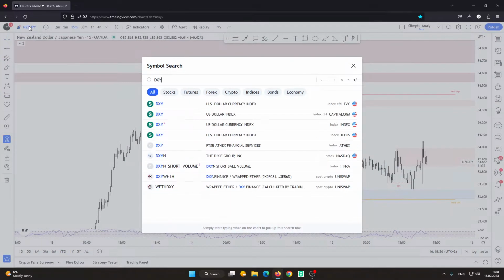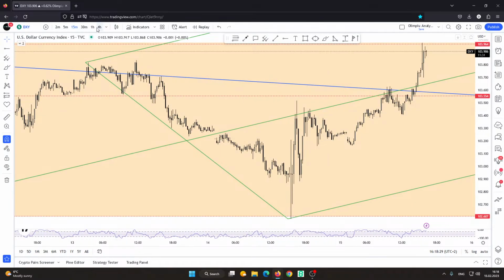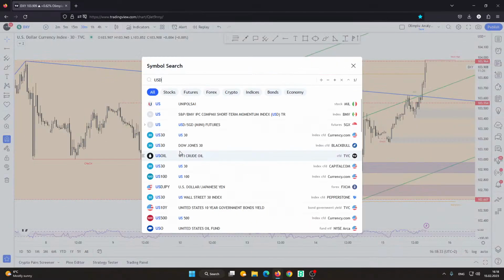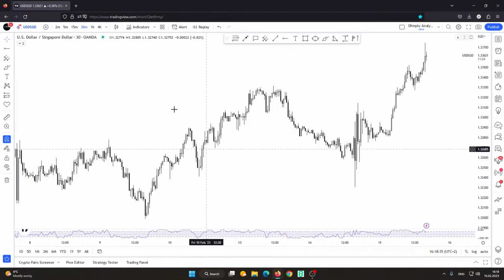So DXY again, yeah, it's still there, still below resistance. Yeah, let's take a look. US dollar, Singapore dollar, for example, to see if, no.